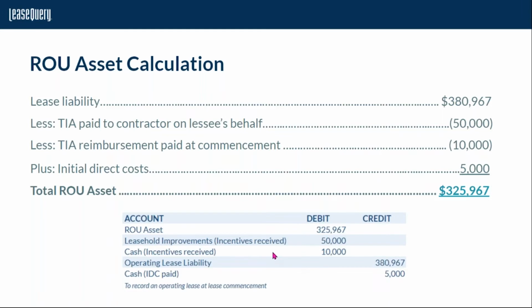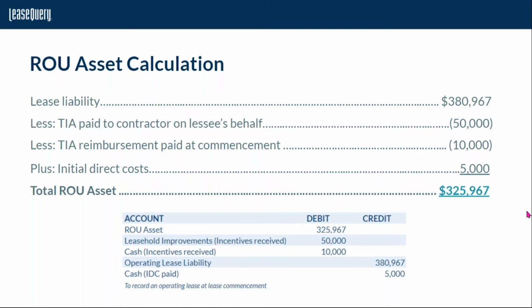Then you record the other payment amounts. The $50,000 of tenant improvement allowances were paid directly to the construction company, which means that they are leasehold improvements, most likely, and that you received $10,000 cash at commencement. Finally, the initial direct costs we're looking at as cash paid out. So this would be the total entry to record the lease.